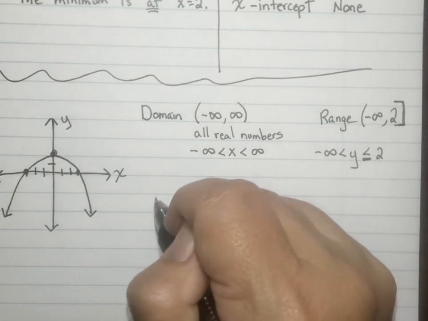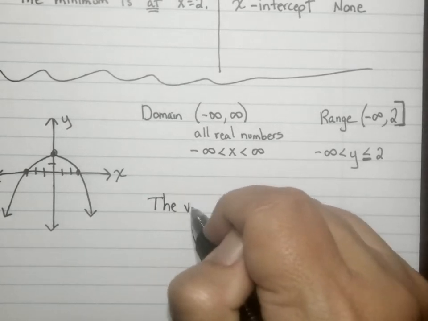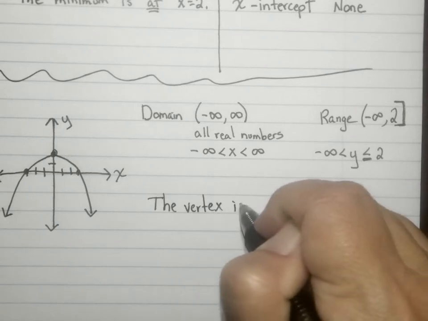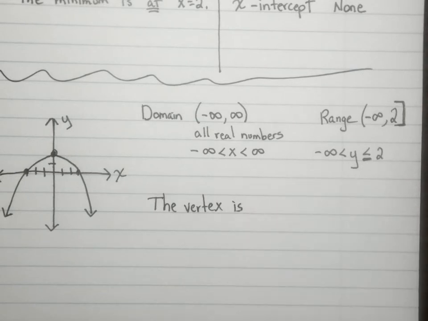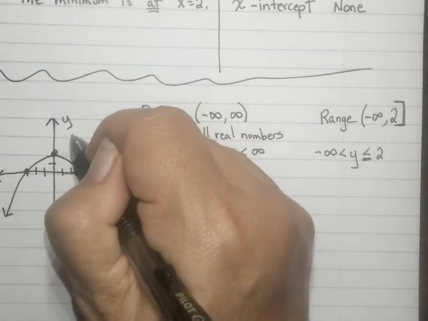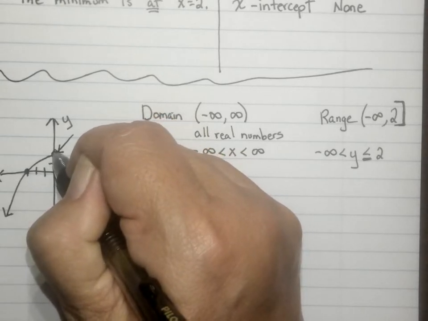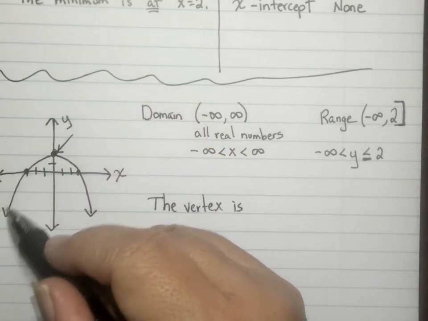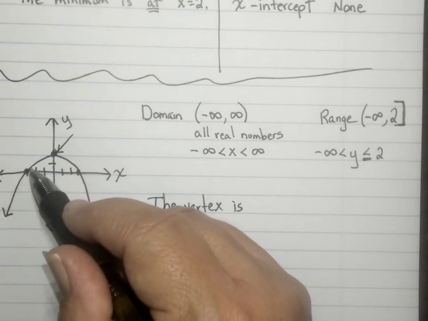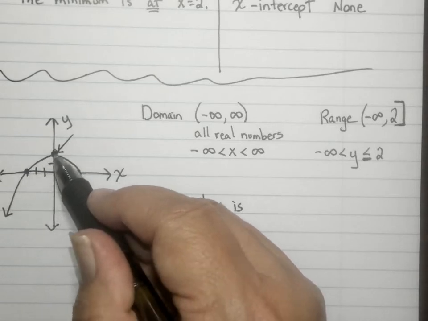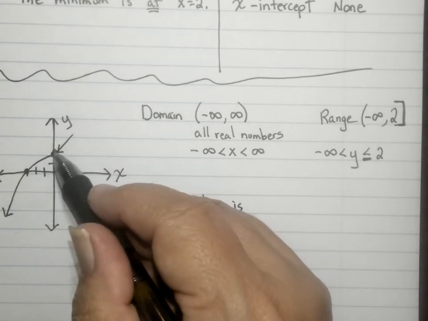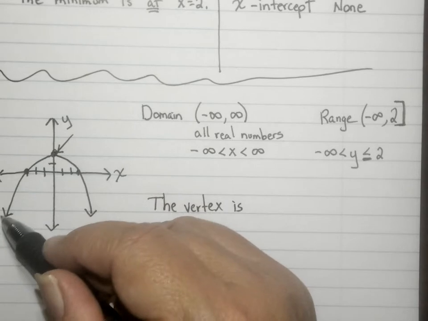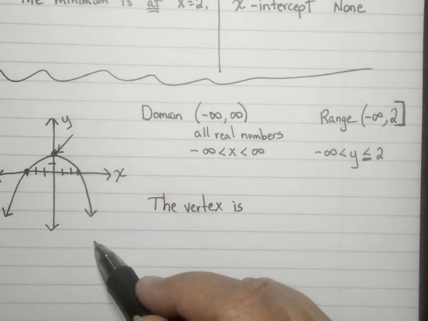Okay, now we're going to say where the vertex is. So we want to look on our graph. This point right here, this is the vertex. The vertex is where it changes. See, this graph is going up, it is increasing, and then right here it changes to decreasing. So the vertex is the point right there where the graph changes directions.